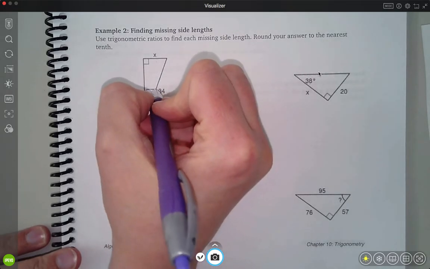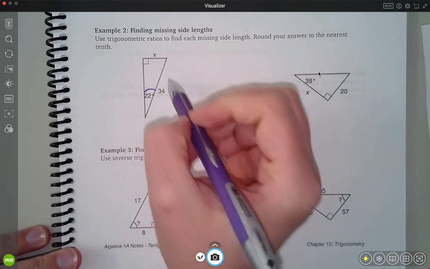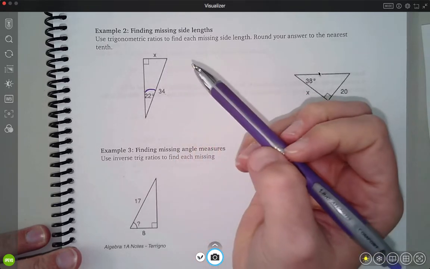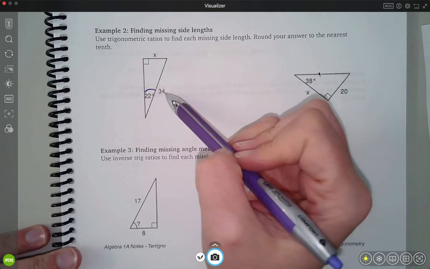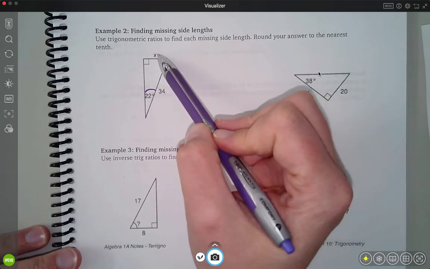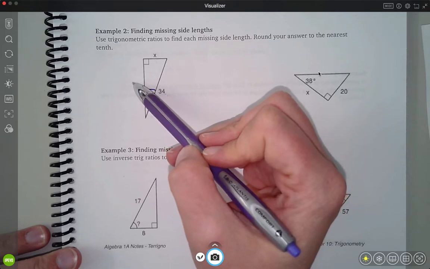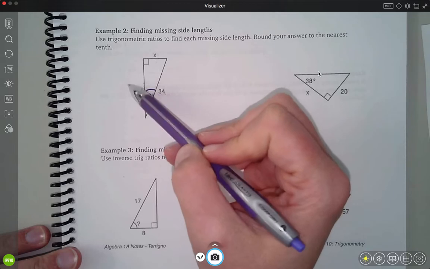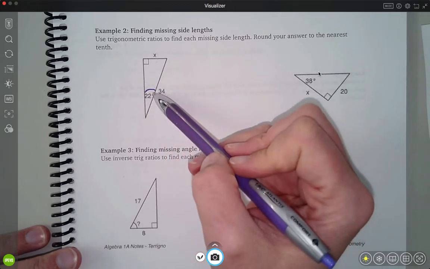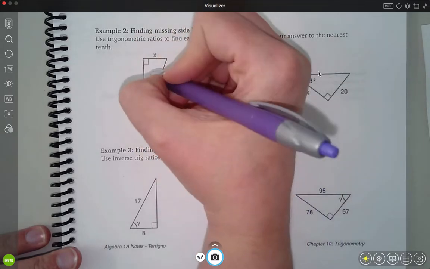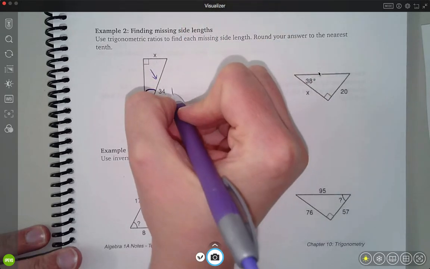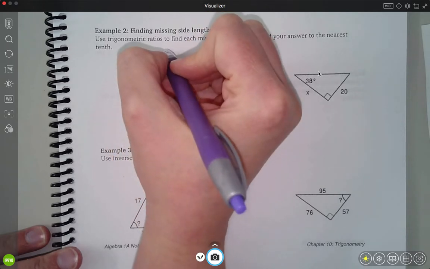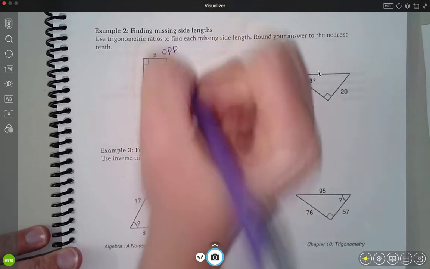If this is my angle, I look at the side that I already know and the side that I'm trying to find. I always refer to this as, here's the one you know, here's the one you want, and this is the don't know, don't care side. We don't know what this is, and we don't need to know what it is, so this is the one we're not going to use in our ratio. The 34, because it's across from the 90, is my hypotenuse. And the x, because it's across from the 22, is my opposite side.